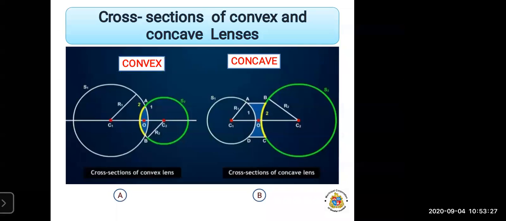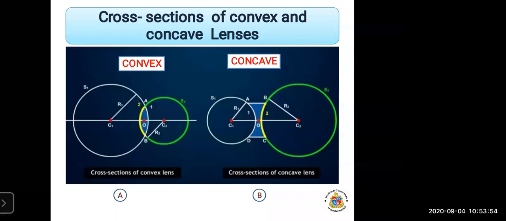So the part of the sphere is nothing but the surface of the lenses. So in diagram A, the surface of the lens, indicated by 1 and 2, is nothing but the part of the sphere S1 and S2. Okay, now look at diagram B.